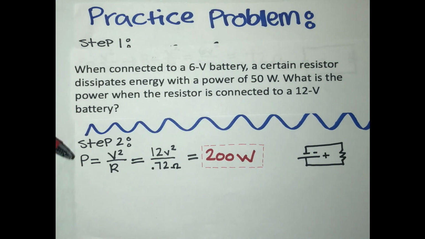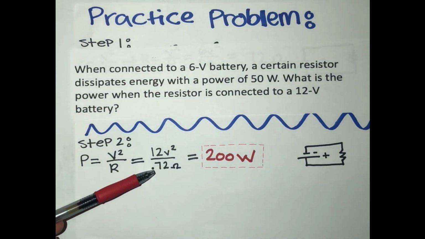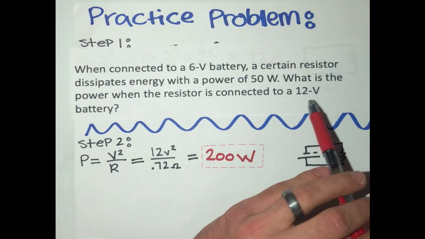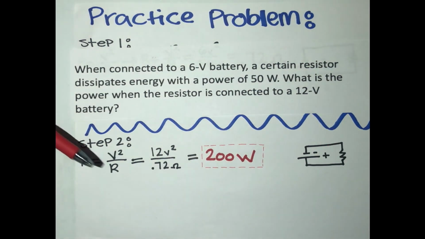When we use that same equation, P equals V to the second power over R, we can plug in our resistor value, which we found to be 0.72, and the voltage, which is actually going to be 12 volts now, into this equation, and what we'll get is 200 watts. I drew this electric circuit here, so while you're doing this question, you can conceptually think about what's going on.